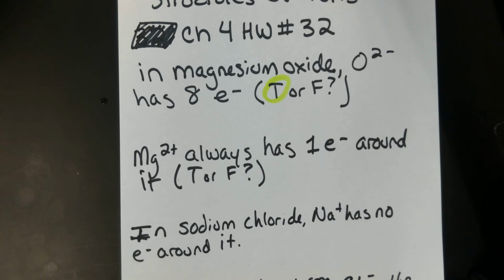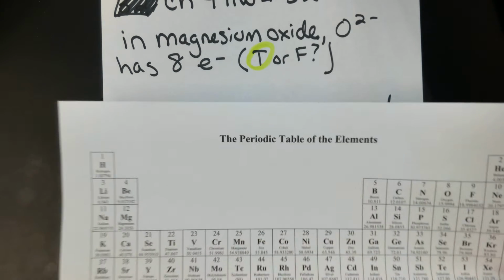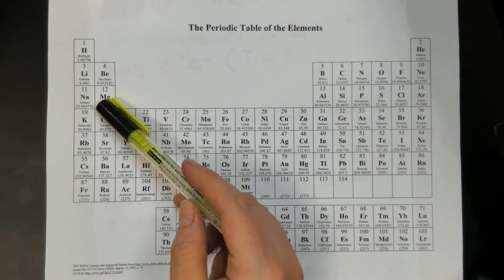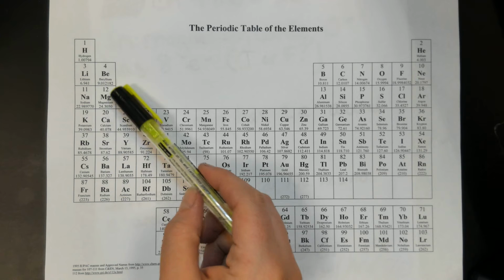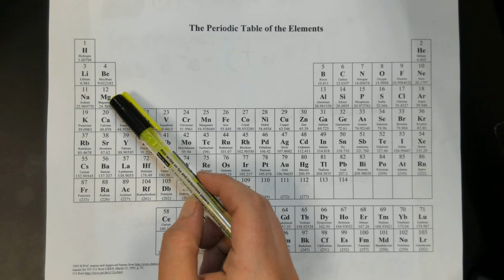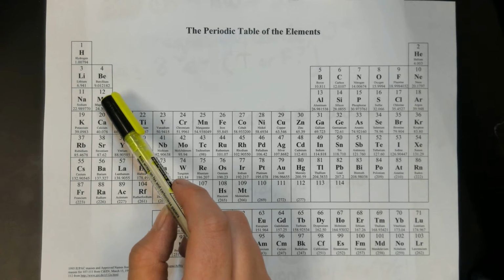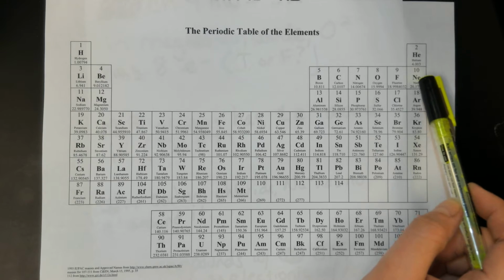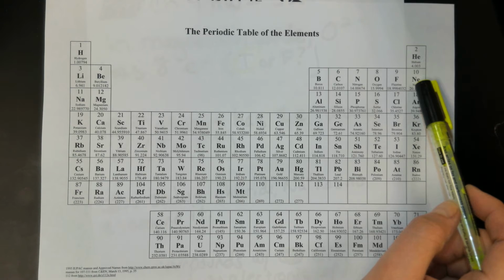Now, magnesium 2 plus always has 1 electron around it. So magnesium 2 plus. Let's look at magnesium. We're right here, right? We have 3s2 because we're in the 3rd energy level in the s orbital, 3s2. And it says magnesium 2 plus. What would happen with magnesium 2 plus? We would lose 2 electrons. So we'd go from here, we go 1, 2. We would be isoelectronic with neon.